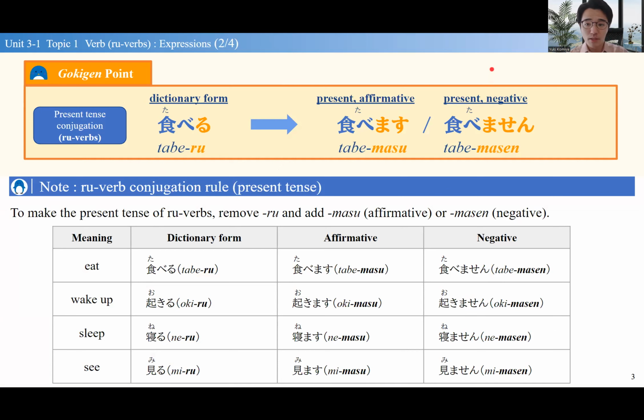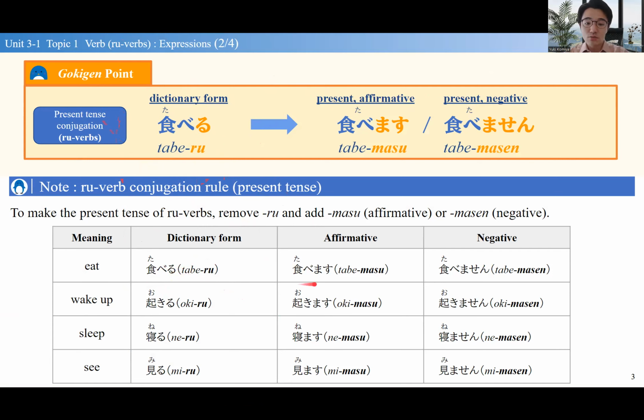Now, in topic 1, you're going to be learning how to conjugate ru-verbs. So ru-verbs, again, are the verbs that end with either iru or eru. So taberu probably is the easiest example. Taberu, this is our ru-verb. The conjugation rule for ru-verbs is that you start from the dictionary form. This is basically like the original form of the verb, taberu.